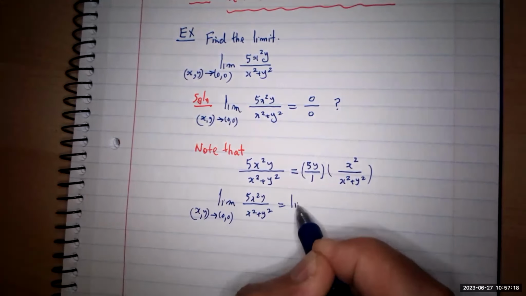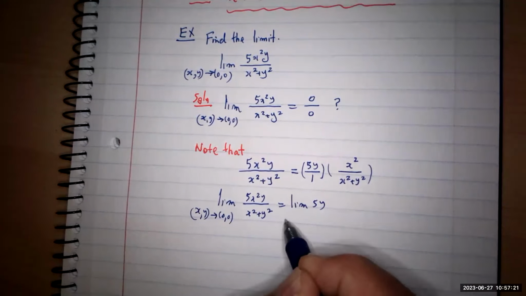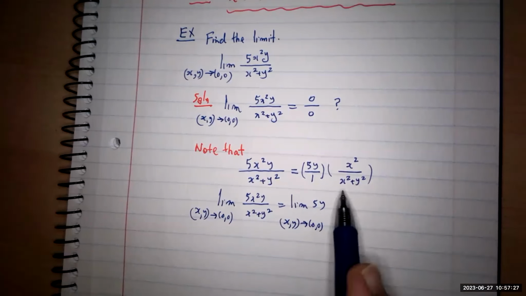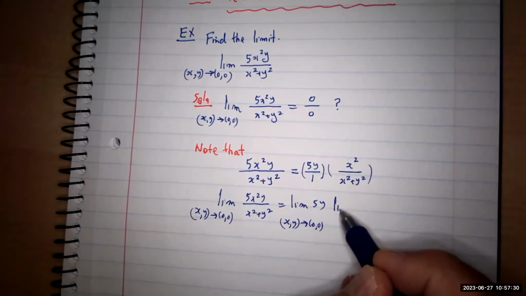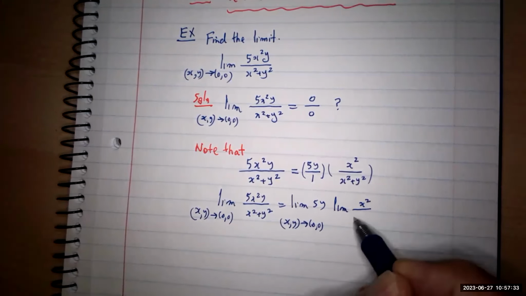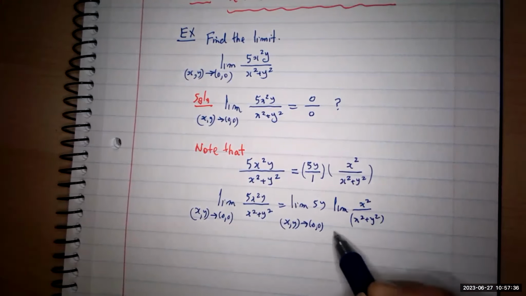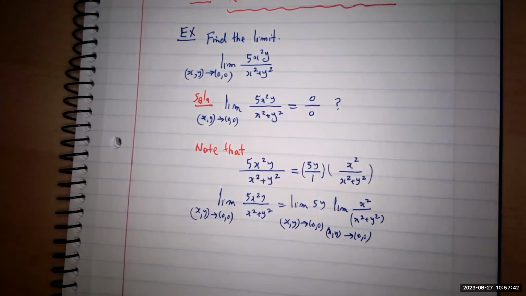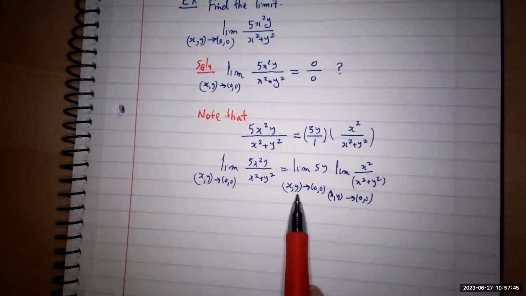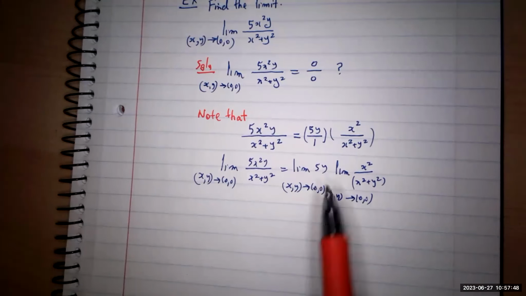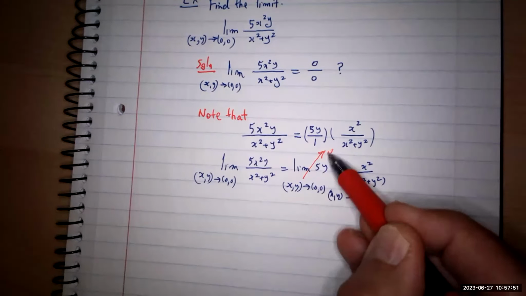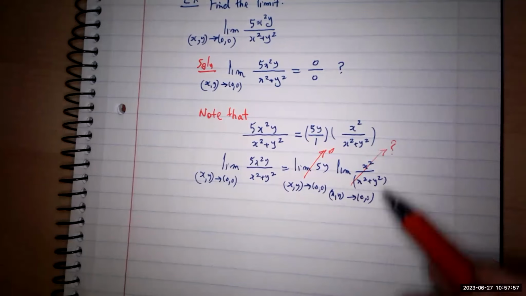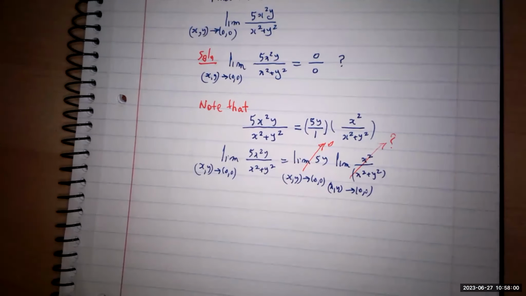is going to be the limit of the first one, the limit of 5y when (x, y) goes to (0, 0), times the limit of the second function, which is x squared over x squared plus y squared, as (x, y) goes to (0, 0). The limit of the first one, 5y, when x and y go to 0, means y goes to 0, so in this case this would be 0. So you have to find out something about the second one. How are we going to handle it?